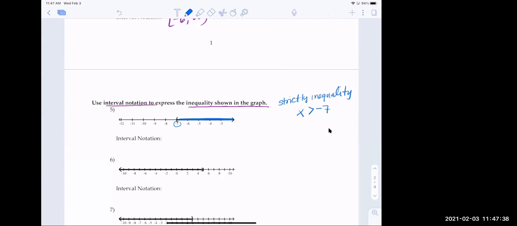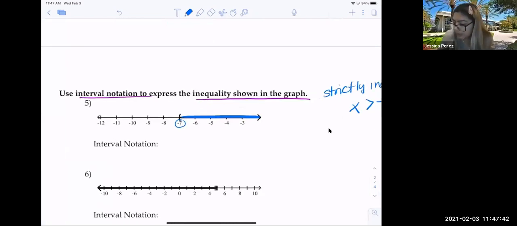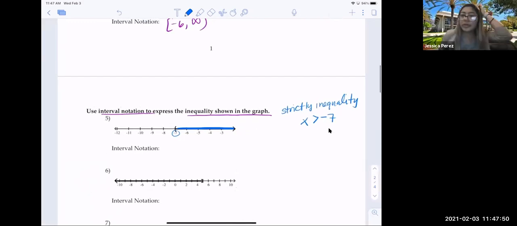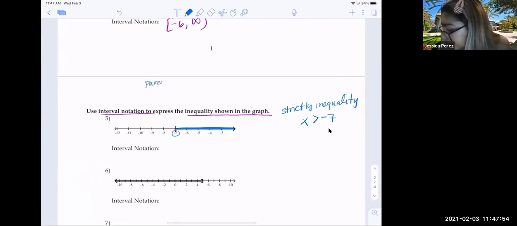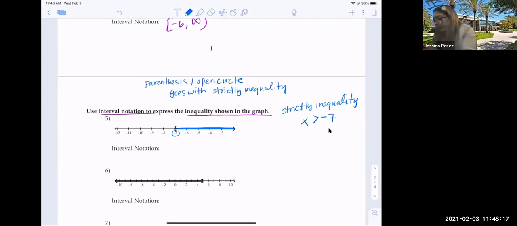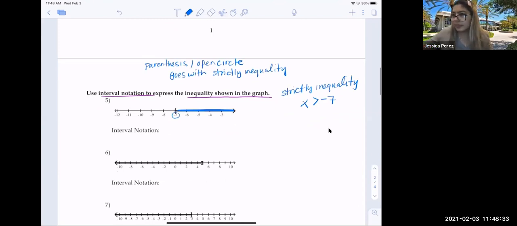Wendy, you have a question? Yes, you said that it's in the parentheses, right? So when it's in the parentheses, that is not greater or equal, is it? Well, that's a different thing. The parentheses and the open circle go with the strict inequality. It doesn't tell me greater than or equal to, it just tells me it's strict. That means it is not going to have an equal to. But the shading part tells you greater than or equal to. Do you see that difference? Wendy? No.